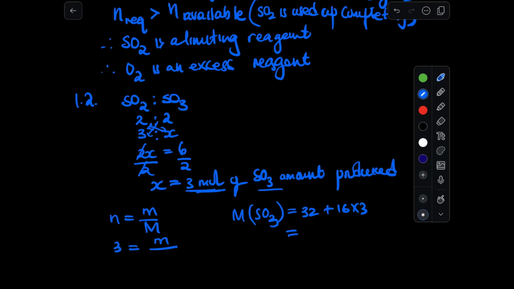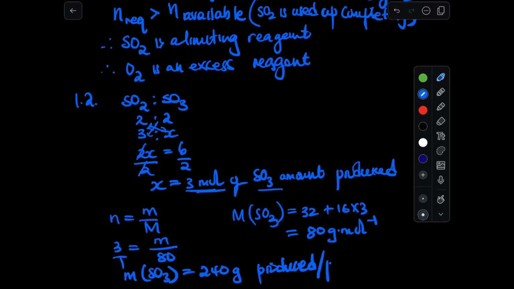So let me quickly punch that in the calculator. It's 32 plus 16 times 3. It's 80 gram per mole. So we substitute 80 there, and then we cross multiply. The mass of sulfur trioxide is 3 times 80, which is 240 grams. It's 240 gram, the mass of sulfur trioxide produced or formed.